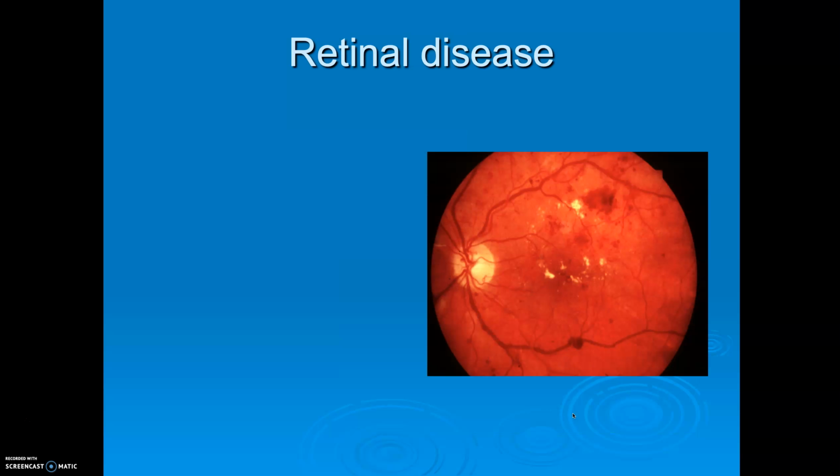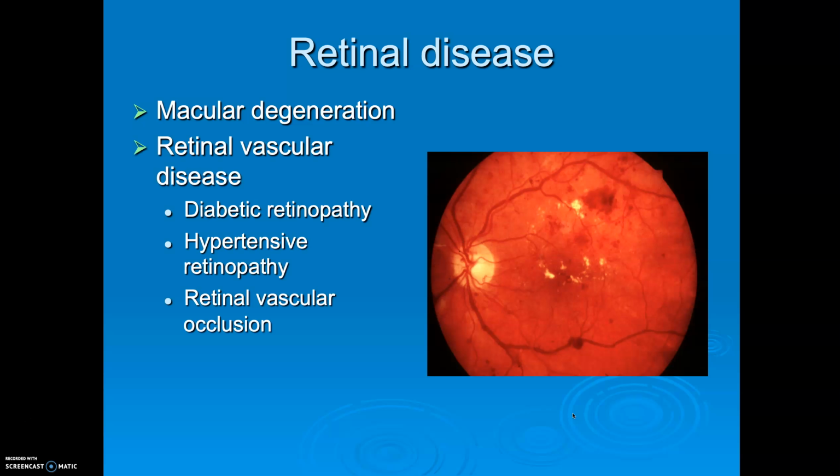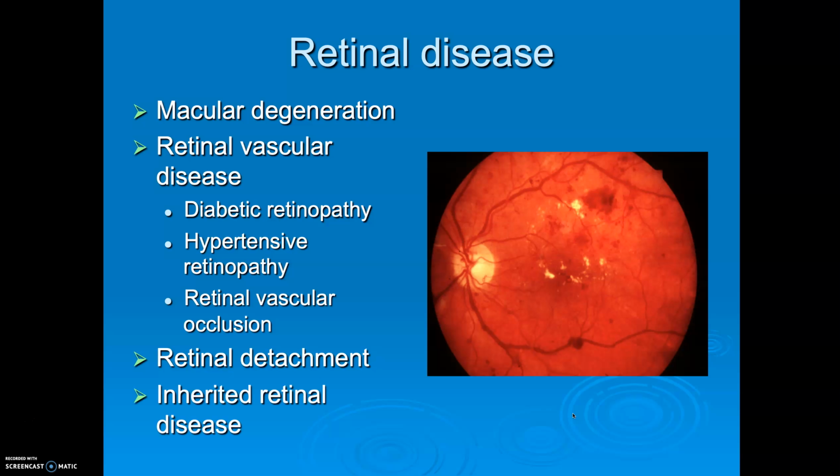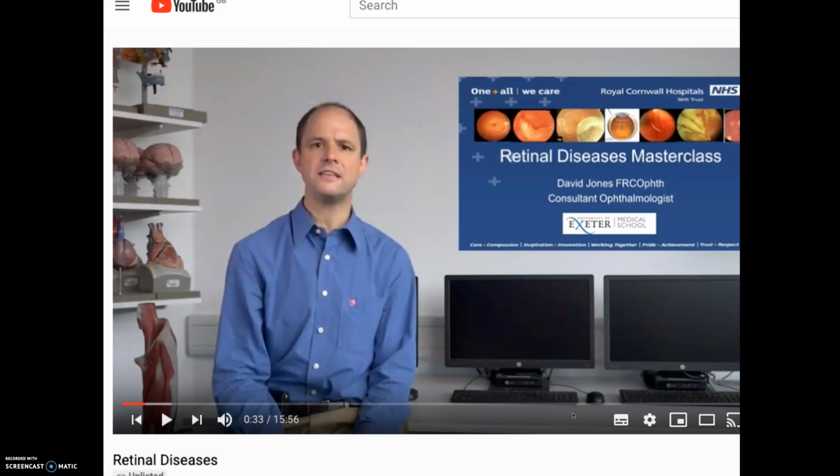Next, we can go on to phototransduction disorders. That's a disorder of the retina that is no longer converting light into electricity. So retinal diseases are a very big group of diseases, but include macular degeneration, retinal vascular diseases, and detached retina. That's a physical detachment of the retina from the back of the eye. There are also inherited retinal diseases, just as there are inherited corneal diseases. If you want to know more about it, go to my masterclass on retinal diseases.